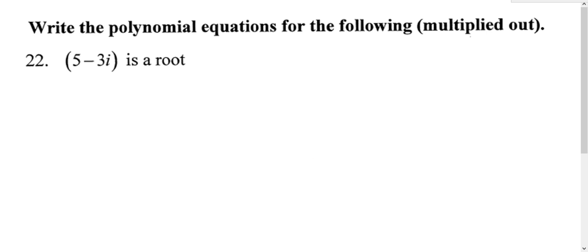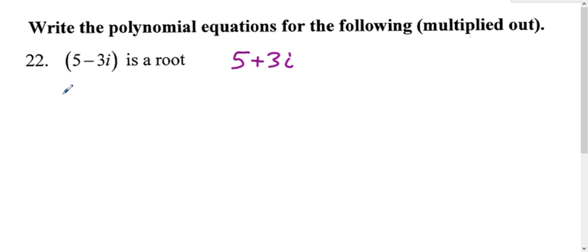So 5 minus 3i is a root. We need to find the polynomial that has that as a root. Since 5 minus 3i is a root, you know that imaginary roots always happen with their conjugates, so 5 plus 3i is also a root. They always happen with their conjugate.